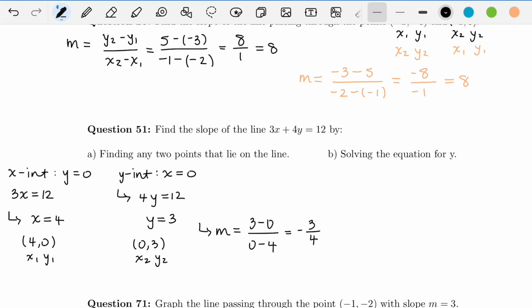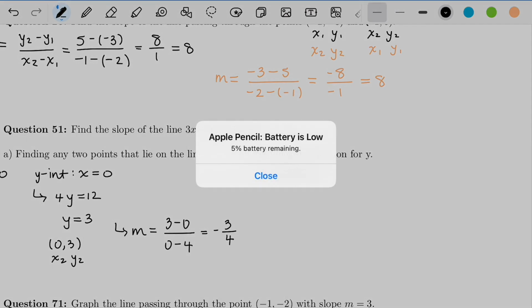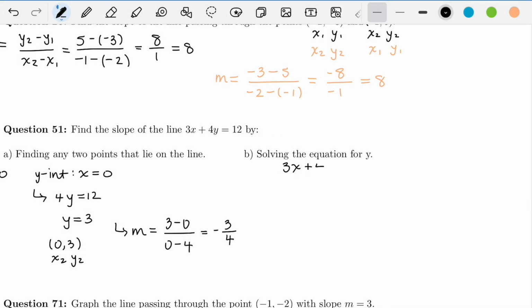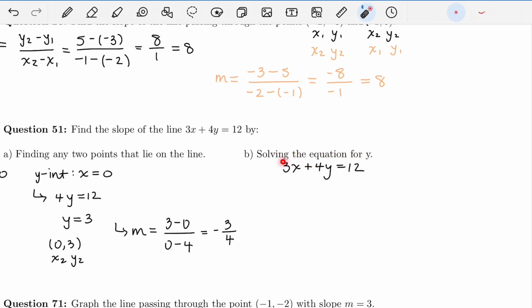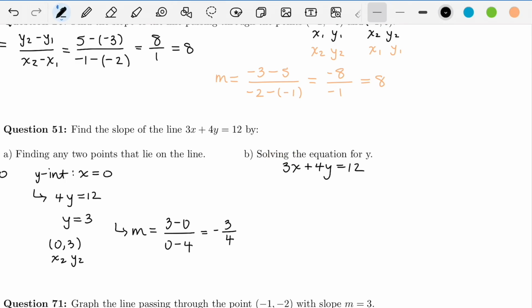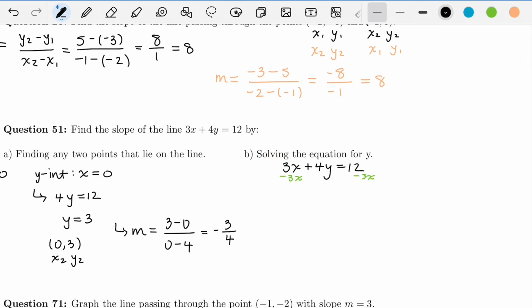All right, now for part B here, what we want to do is find the slope by solving the equation for y. So I'm going to rewrite the equation here. So we want to get y completely by itself. That's what it means when we're solving for y. We'll subtract 3x on both sides, and we'll be left with 4y is equal to 12 minus 3x.